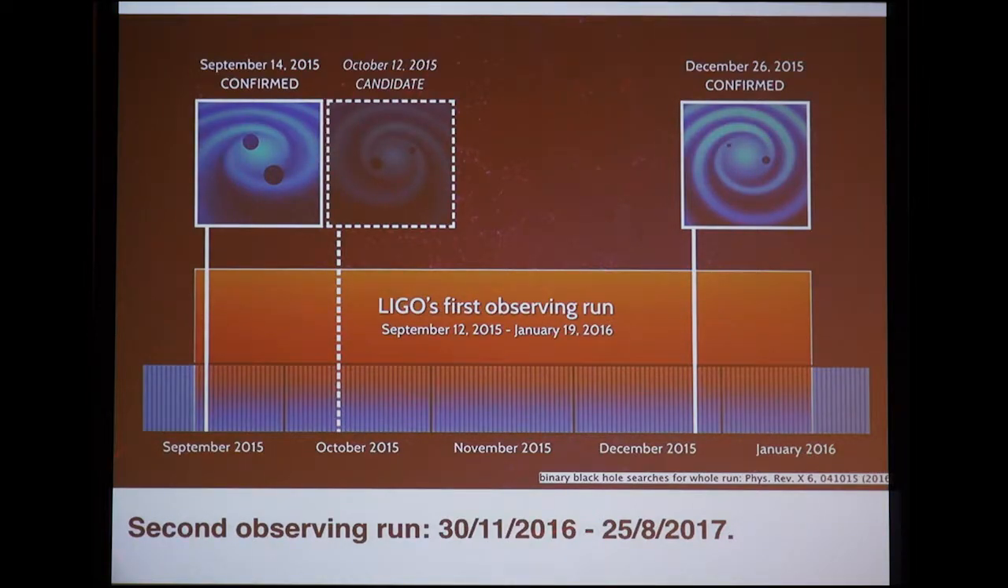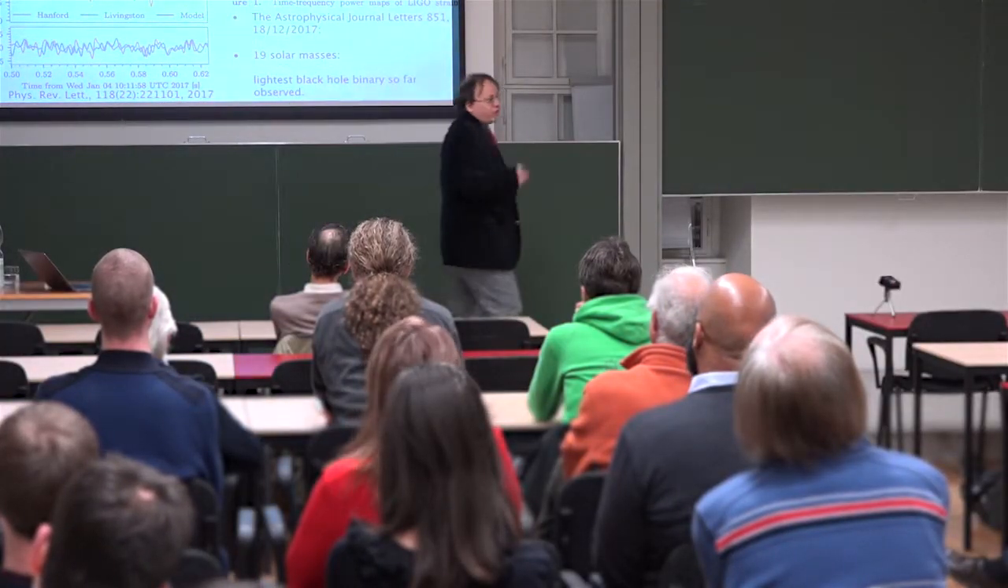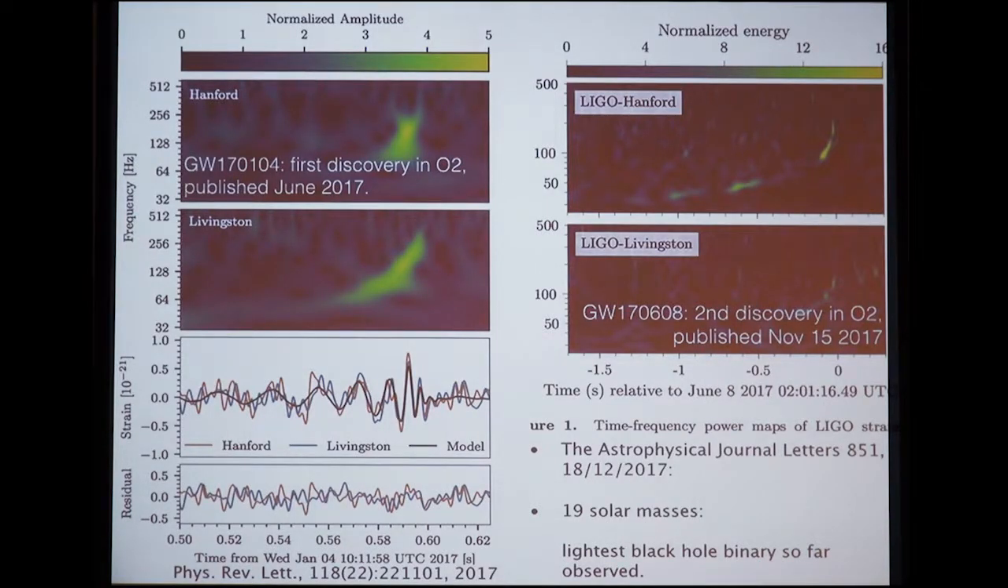What I want to talk about now is the results from the second observing run, which started in November 2016 and lasted until the end of August 2017. In this run, in the first few months, we had two events, which were very exciting. You have a new detector, all kinds of things can go wrong. So the first event that was recorded was GW170104. So the 4th of January 2017 was the first discovery.